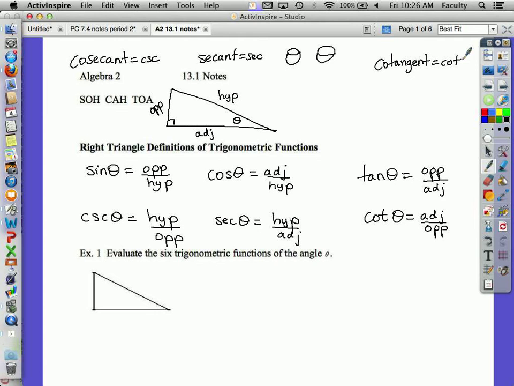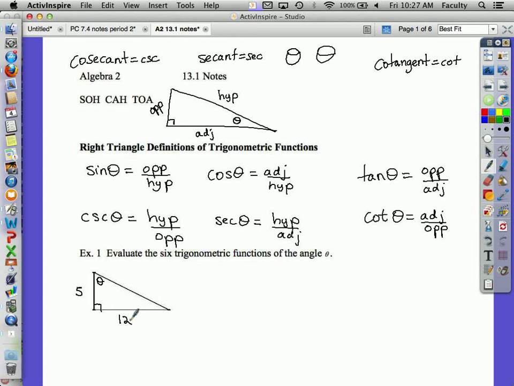Okay, so let's look at example 1. In this triangle, I need you to fill in some stuff. So for the most part, you're going to find this section to be very straightforward. Yay. We like that. So this is the given information. And I am going to make a request, just because if I have 30 students doing this all different ways, 6 different ways, it's really difficult for me to check. So I'm going to ask you to go in this pattern of sine, cosecant, cosine, secant, tangent, cotangent. Otherwise, I'm trying to hunt for your answers.